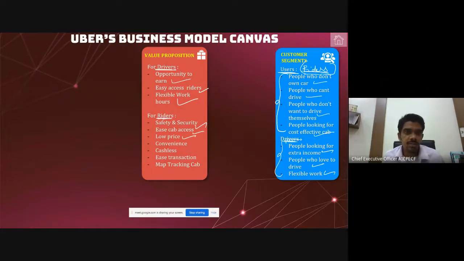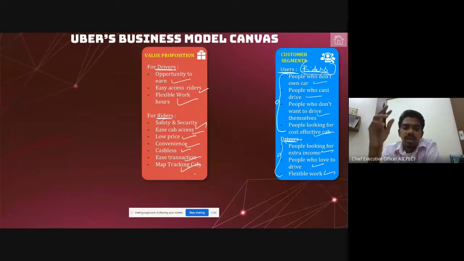Low price, right? So kilometer kanakku they are charging now. Convenience, cashless transaction. Earlier, if I'm not having 150 rupees, I'm giving him 200. He will ask me to go change, come and give me, right? That is what the model was earlier. If the ride cost is 250, and I'm having only a 500 rupee note, if I give it to the driver, he will automatically tell me to go and change and give him change, right? So now that is not happening. Cashless transaction, digital transaction, easy transaction, and map your tracking cab.